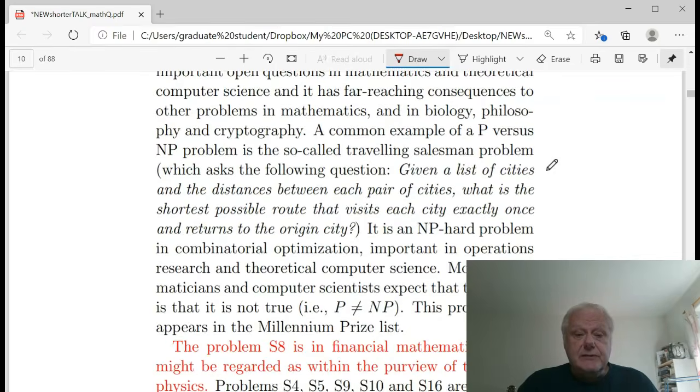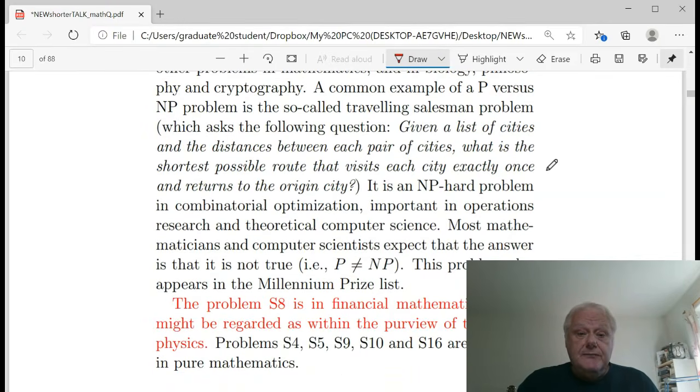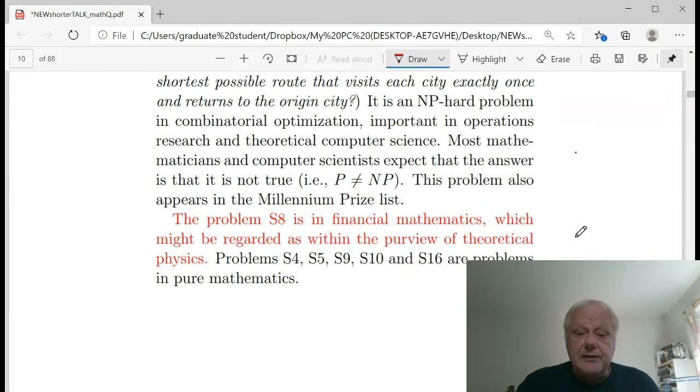And the most famous version of this is perhaps the travelling salesman problem. Given a list of cities and the distance between each pair of cities, what's the shortest possible route that visits each city exactly once and returns to the original city? And to date it has not been proven that this particular problem can be solved in polynomial time. And I think most mathematicians and computer scientists, of course this is of interest to computer scientists as well, believe that it's not true. And this problem is also on another list that I'll talk about in a moment.